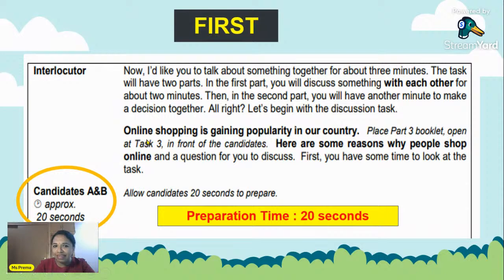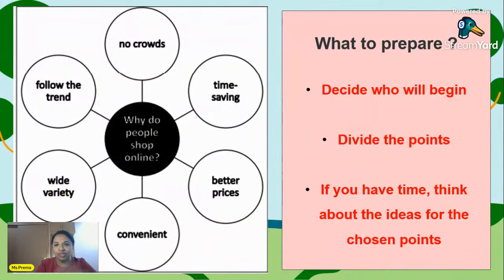So the teacher reads the scenario first: Online shopping is gaining popularity in our country. Then the teacher gives the booklet to both of you, one booklet. Here are some reasons why people shop online, and a question for you to discuss. First, you have some time to look at the task. The time here is actually 20 seconds, not 20 minutes, sorry. So here is what you're supposed to do: this is the mind map given, and 20 seconds is given.